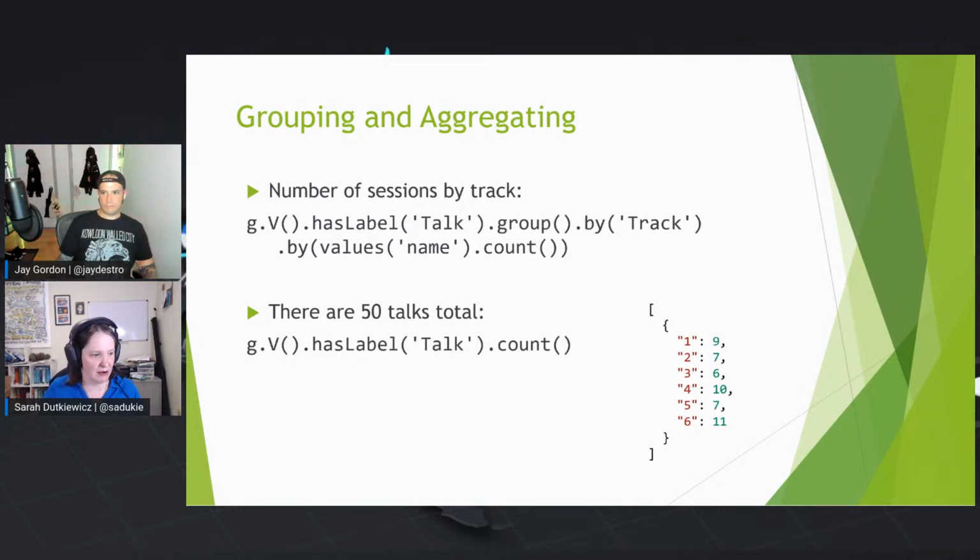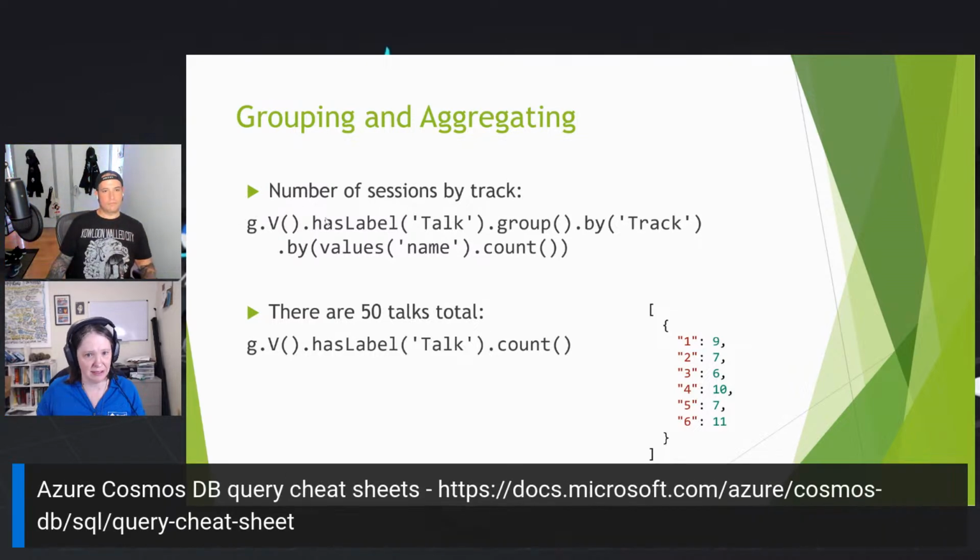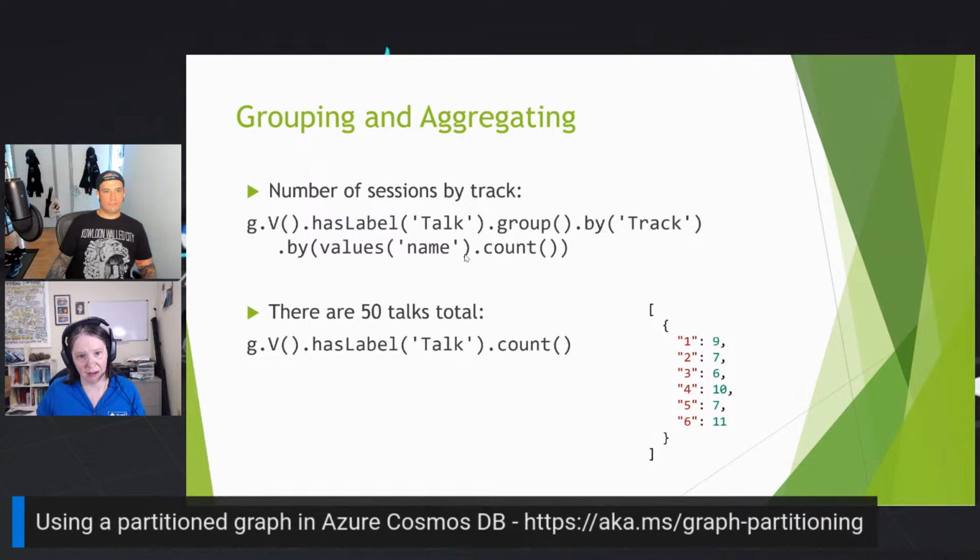So for the aggregates in this case, I want to get all of the counts of the talks by track. This is what that syntax looks like. So get the vertex, get all of them that are talks, group them first by track, and then by their counts. So I have it ordered by the track, and then you can see their numbers. That by track and then by values, you have to do the grouping that way.